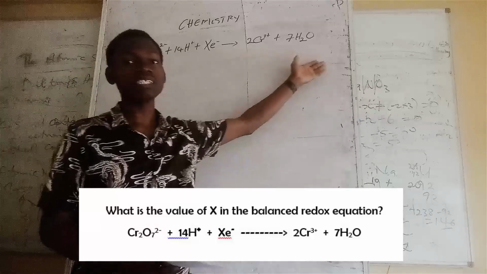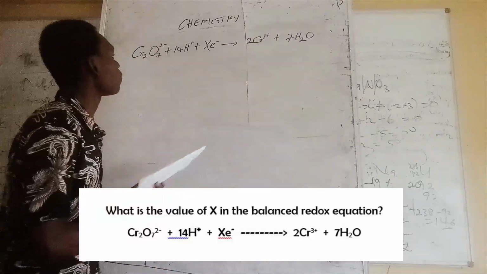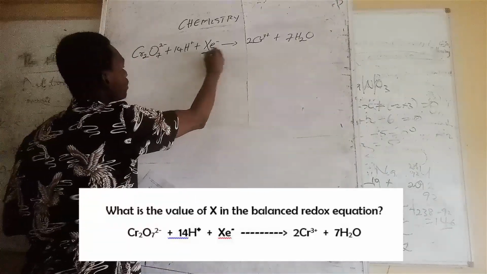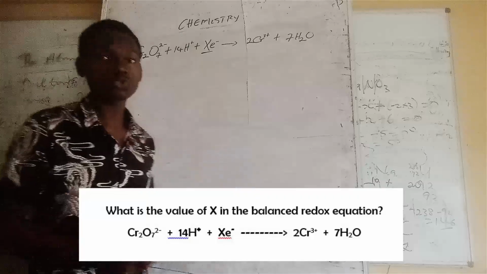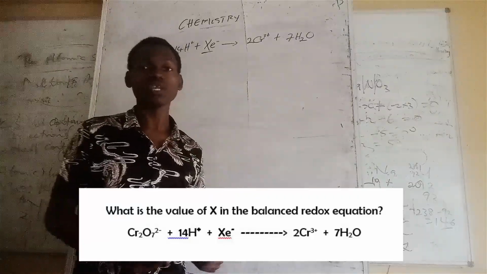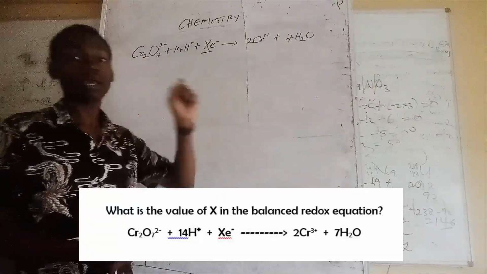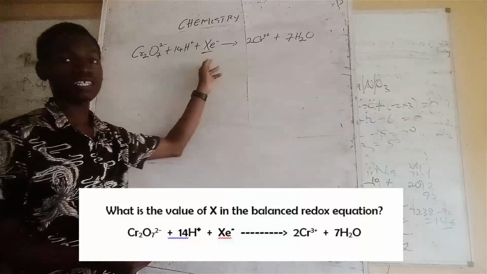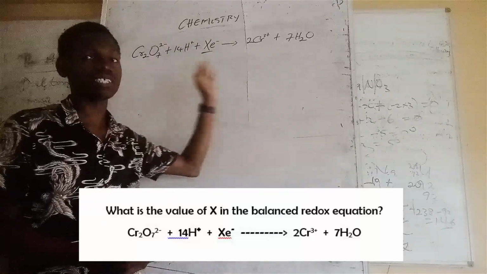The equation looks a bit balanced, but it has a missing number here, which is x. So x can be 1, 2, 3. This is the value. So let's show what x means. Remember that whatever x is must be able to balance this redox.